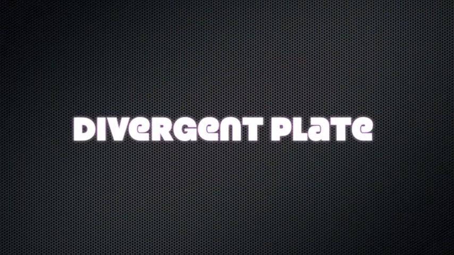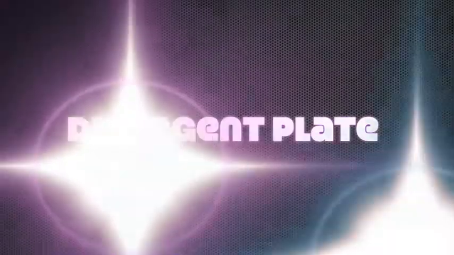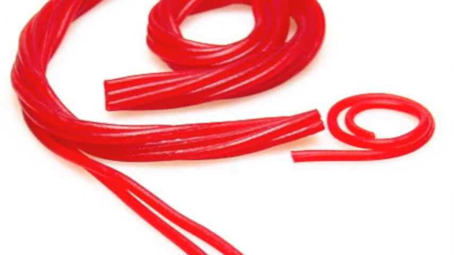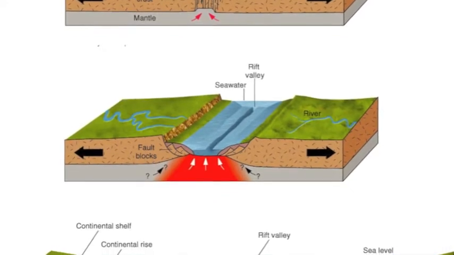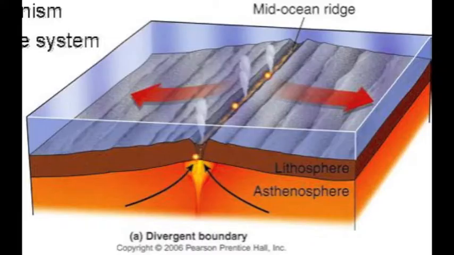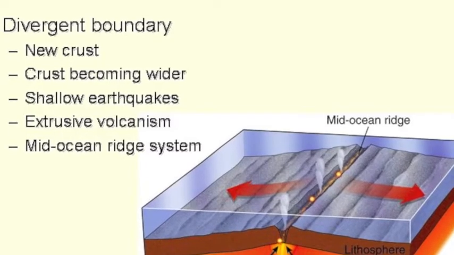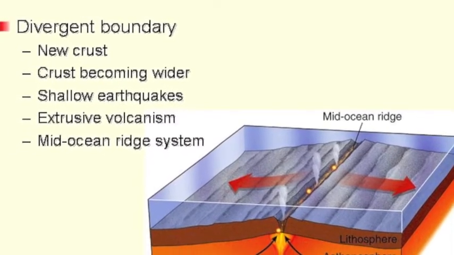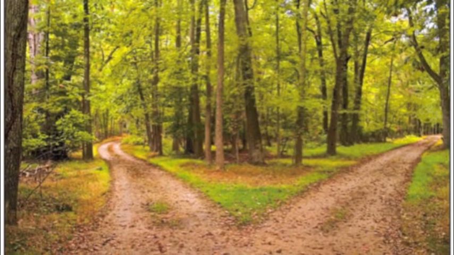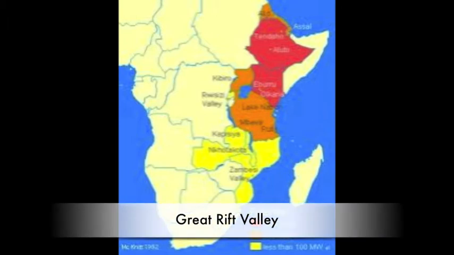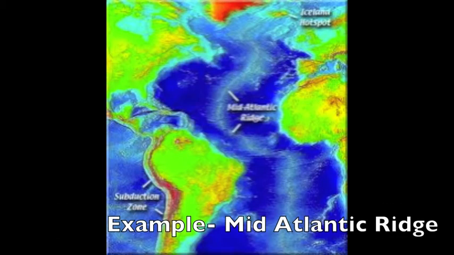Divergent boundaries. We use the pull-apart licorice to represent the boundaries pulling apart from each other with frosting in between. Seafloor spreading begins at divergent boundaries, so that's why they spread apart. Most divergent boundaries are located near mid-ocean ridges, but some occur on continents. Unlike convergent boundaries, oceanic lithosphere is created at divergent boundaries. Examples are the Great Rift Valley and the Mid-Atlantic Ridge.